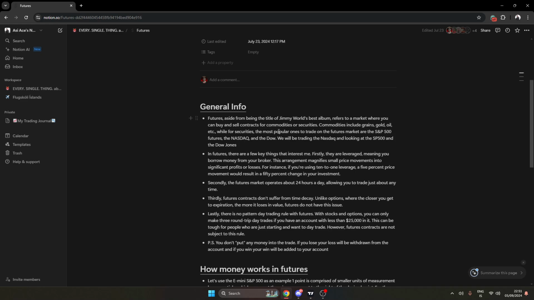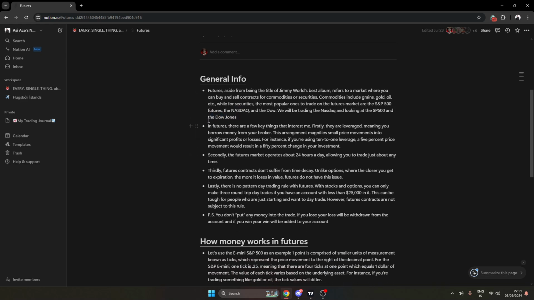While for securities, the most popular ones to trade on the futures markets are the S&P 500, the Nasdaq, or the Dow. These all three correlate with each other, or they should, but we often see the Dow or YM go pretty much against these two, so I have stopped looking at the Dow Jones. We will be trading the Nasdaq and looking at the S&P 500. I don't look at the Dow Jones, but of course you can. Whatever strategy works for you.